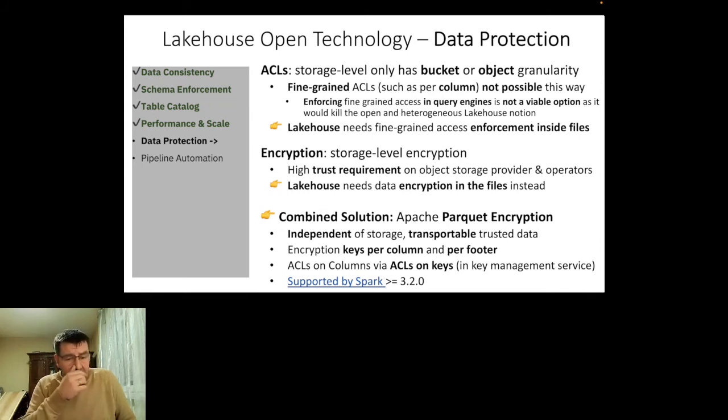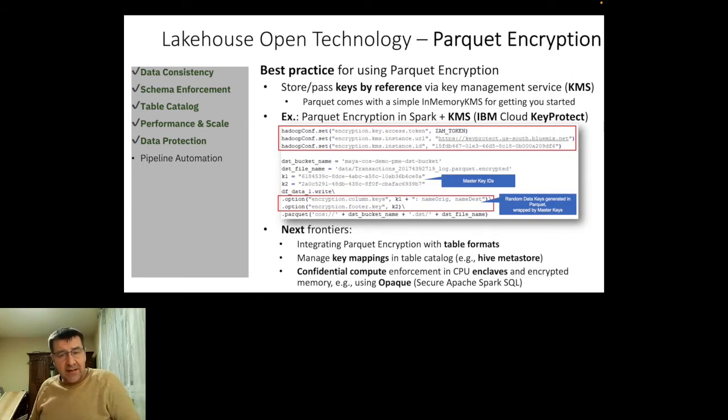So this is something that you can do now with Spark since 3.2. It basically has adopted this Parquet encryption. The best practice, as I said, is really to use it with a key management service. Parquet encryption comes with a simple built-in in-memory key management store, but it's just for development. You shouldn't use it for production. And the best practice is then you don't pass around keys by value. You just pass around references to the keys stored in the key protect service. Like, for instance, here in this example, we are doing this with Spark.